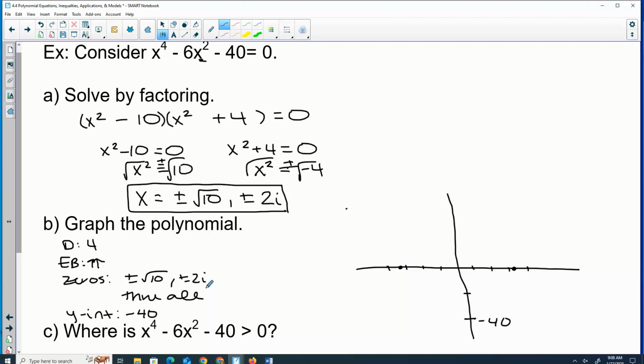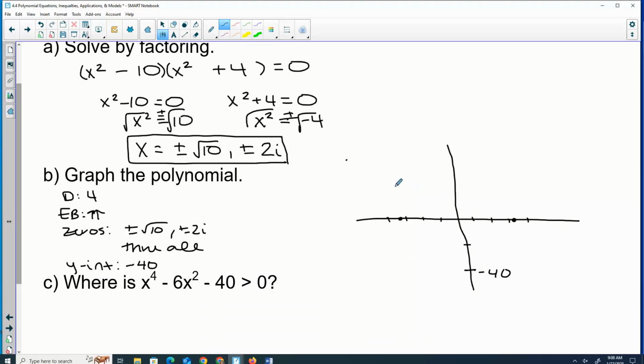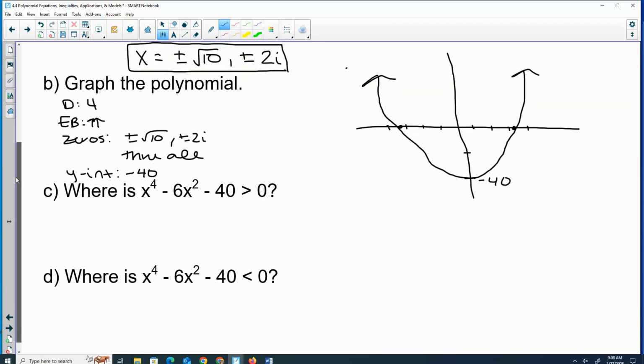Can you graph plus and minus 2i? No, we don't graph the imaginary zeros. So my polynomial starts up here, because my end behavior is up. At our zero, we said we would go through. Hit our y-intercept negative 40, hit our next zero, go through, and look something like this. All right, take a second and answer questions C and D by looking at this.